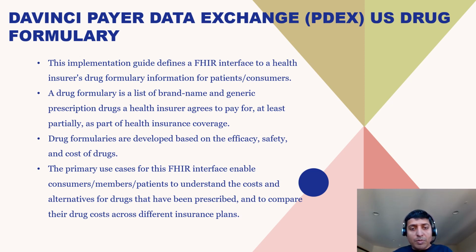What exactly is the DaVinci Peer Data Exchange Guide? The implementation guide defines a FHIR interface to a health insurer's drug formulary information for patients or consumers. A drug formulary is a list of brand name and generic prescription drugs a health insurer agrees to pay for, at least partially, as part of the health insurance coverage. Drug formularies are developed based on the efficacy, safety, and cost of drugs. The primary use case for this FHIR interface is to enable consumers, members, and patients to understand the costs and alternatives for drugs that have been prescribed and to compare their drug costs across different insurance plans.